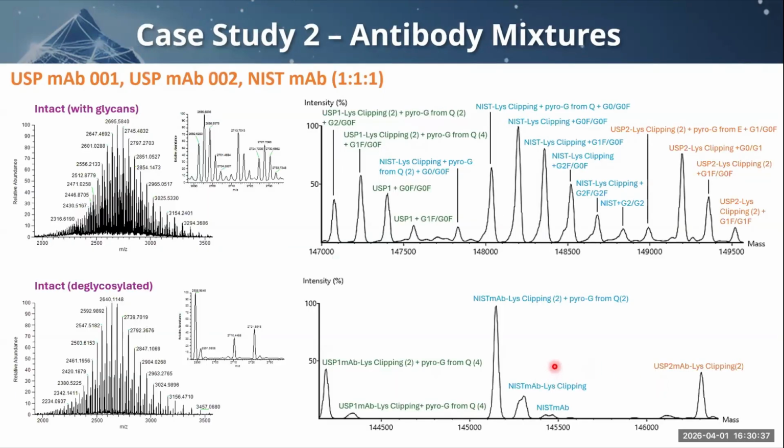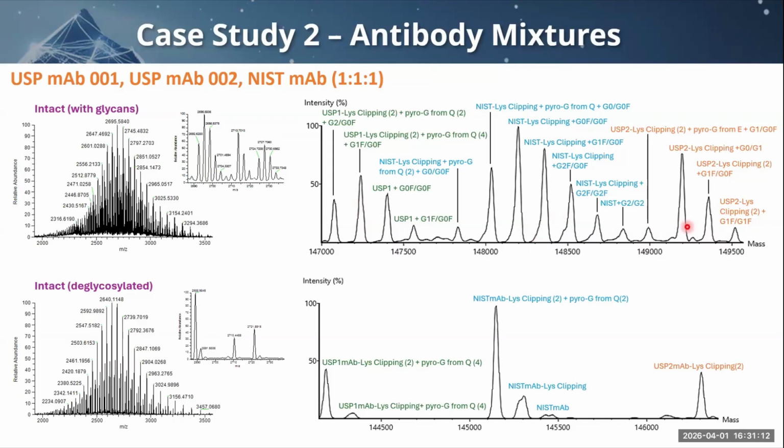This is data for the mAbs in a 1:1:1 ratio. At the top here, it's the intact spectra, the raw data on the left and the deconvoluted spectrum on the right. At the bottom, like the USB3 mAb, we've got the deglycosylated versions. Of course, if you look at the raw data, it's complex. You've got overlapping signal. So when you deconvolute, if we look at the whole intact species, we see many species.